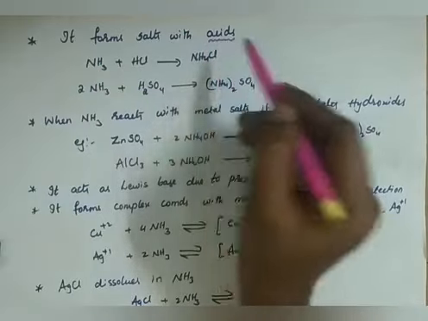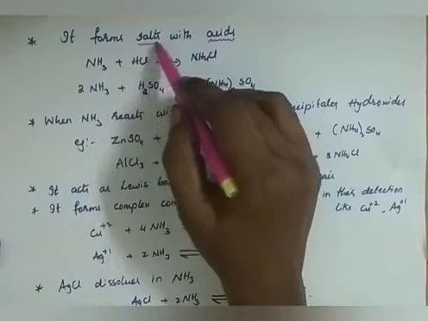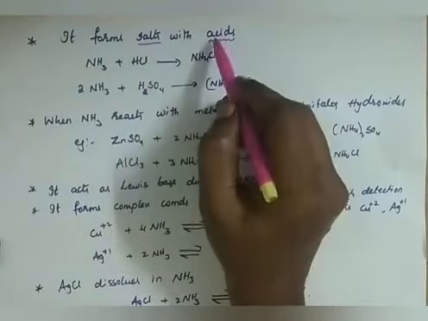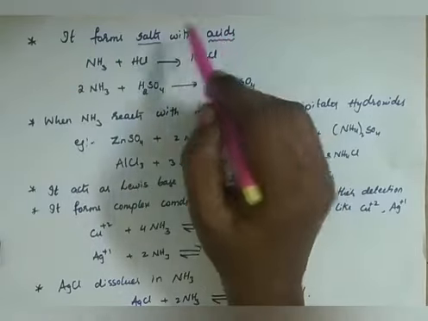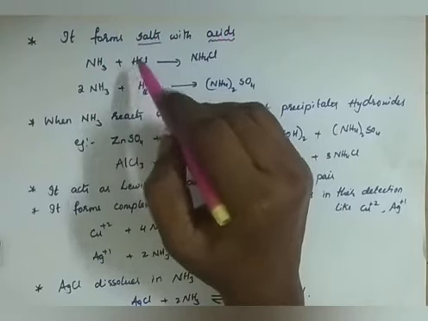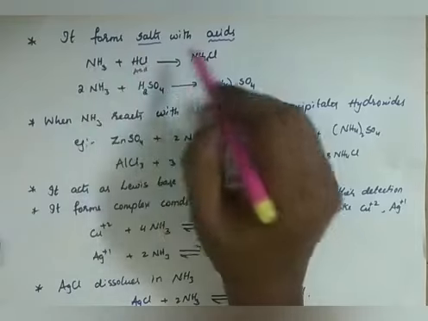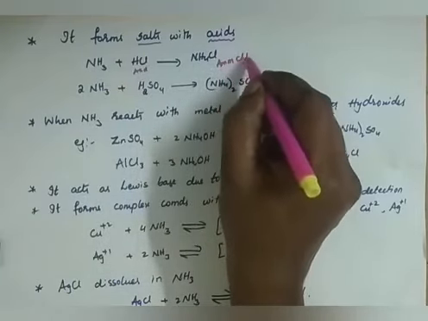Okay, here are some more chemical properties of ammonia. It forms salts with acids. That means NH3 reacts with acids and forms salts. See here, HCl, hydrochloric acid, reacts with ammonia to form ammonium chloride. Ammonium chloride is a salt.